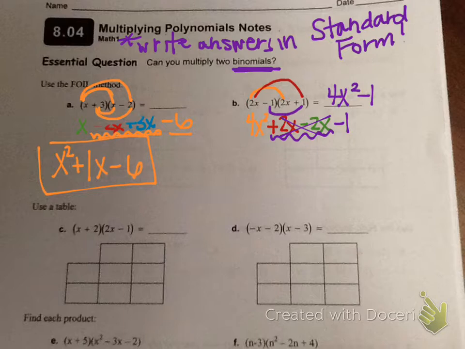This is basically like a giant distributive property. So you can see you're doing 2x times both pieces and negative 1 times both pieces. So it's just one step further complicating a distributive property, but you're still multiplying 2x by everything over here and negative 1 by everything over here, and then combining like terms.